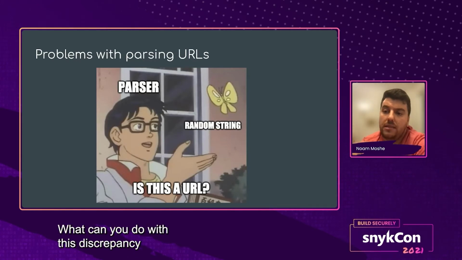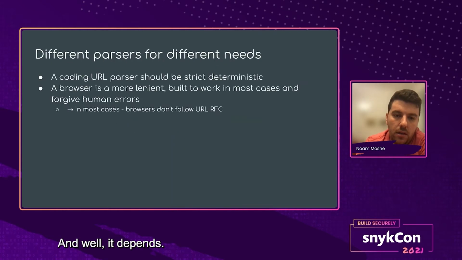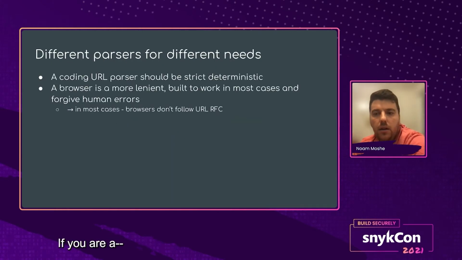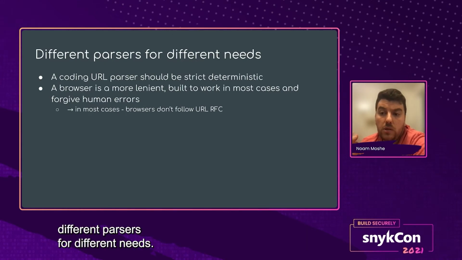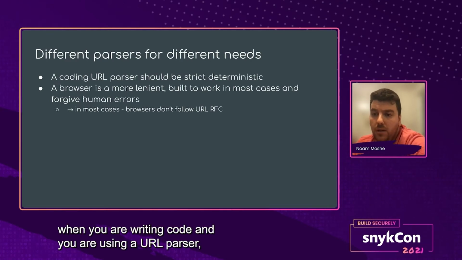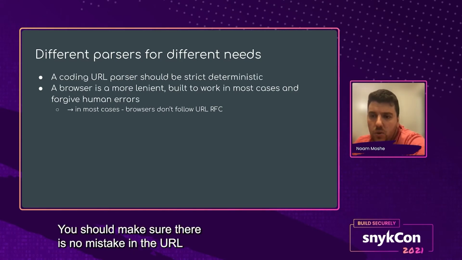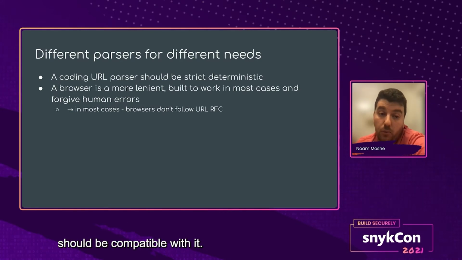What can you do with this discrepancy between different parsers? Well, it depends. You need to understand that there are actually different parsers for different needs. For example, when you are writing code and using a URL parser, it should be very strict. You should make sure there is no mistake in the URL, and it should follow the URL RFC and be compatible with it.